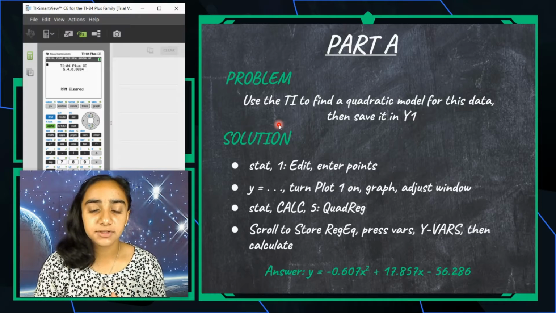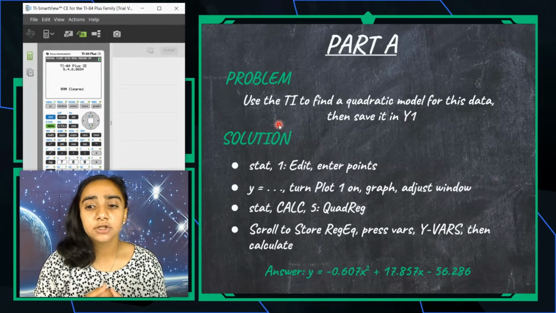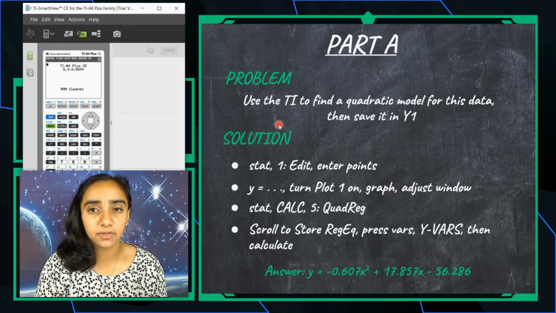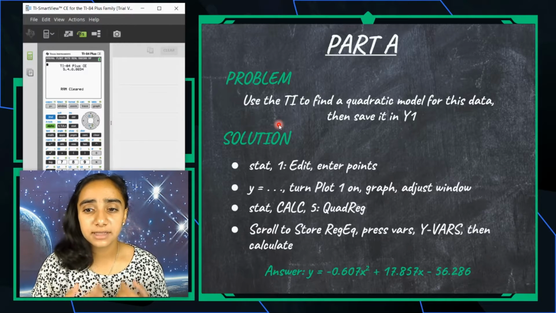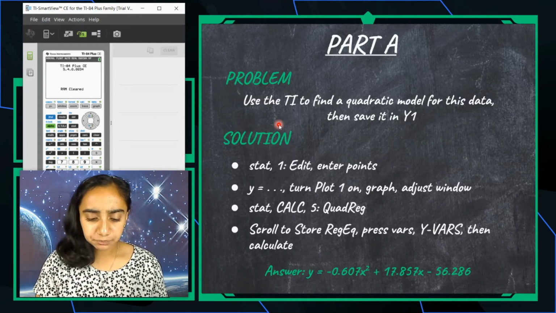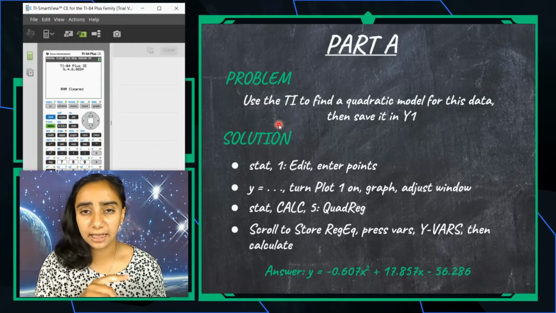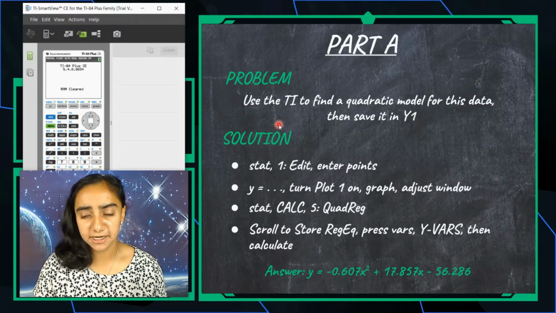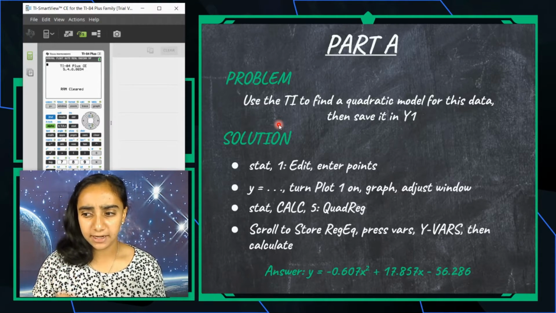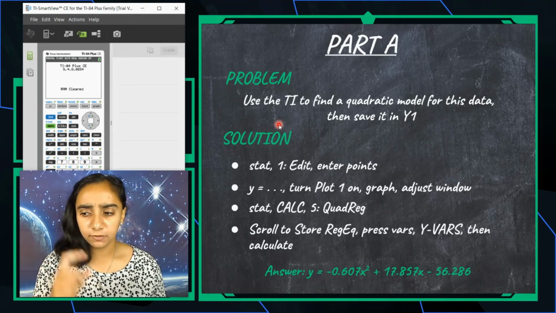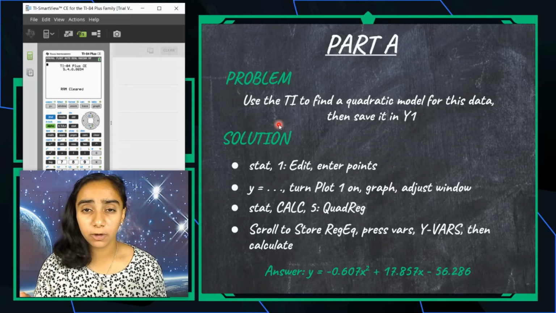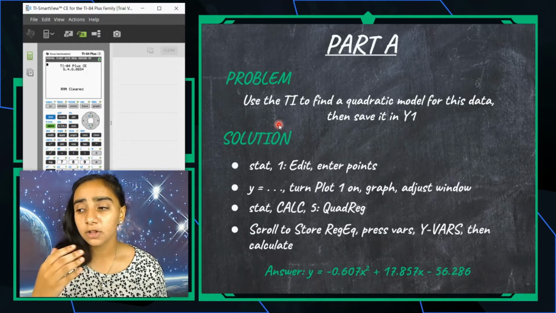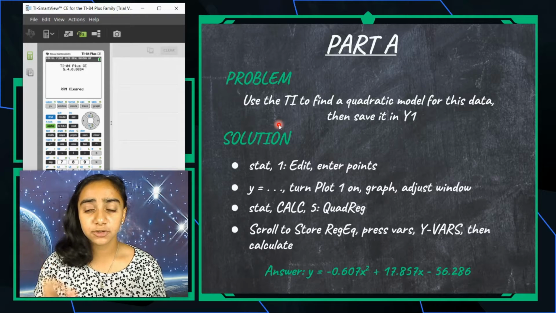So the problem asks you to use the TI to find a quadratic model for this data, then save it in Y1. What does that mean? Refer back to the table I showed you on the last slide. I can't put it on every slide because it's a pretty large table, but you'll see that the 6 hours I gave you, 8 a.m., 10 a.m., 12 p.m., 2 p.m., 4 p.m., and 6 p.m., are 6 data points, and their corresponding y-coordinates are the temperatures on the right-hand side of the table. So those are your data points.